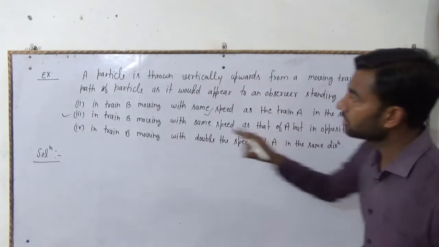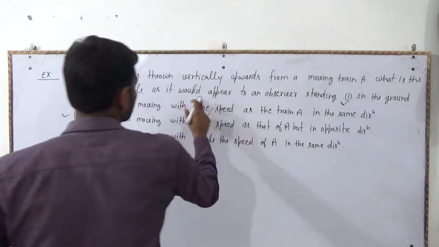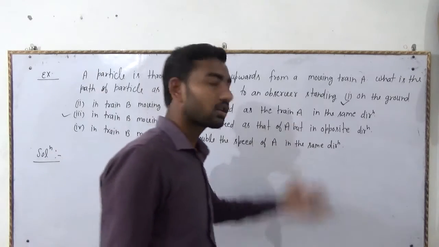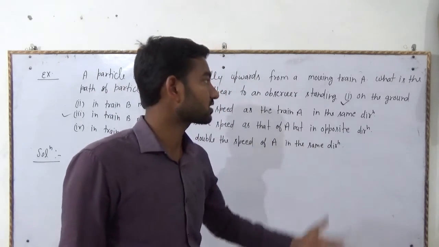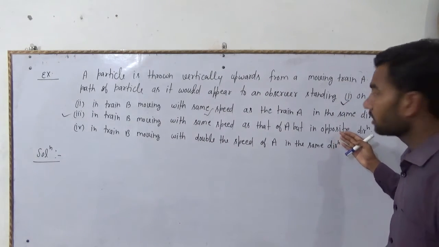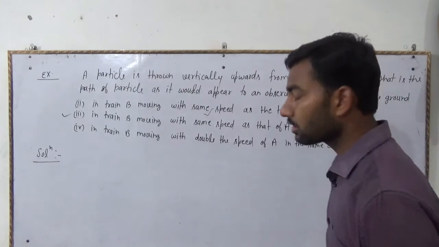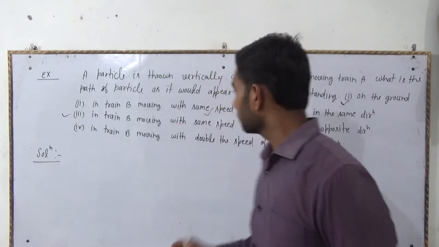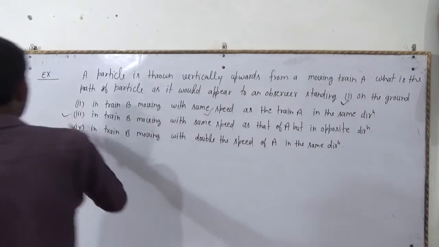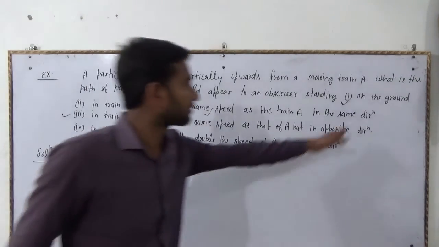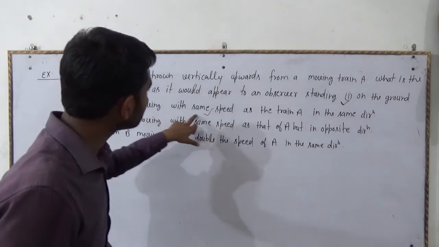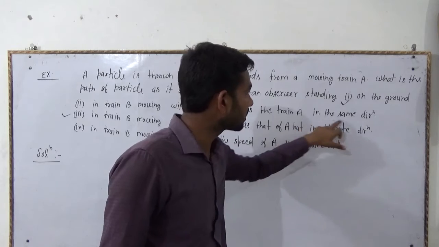The question is, what is the path of the particle as it would appear to an observer, and the position of the observer has been given in this question by these four conditions. The first is on the ground, and the second is in train B moving with the same speed as train A in the same direction.